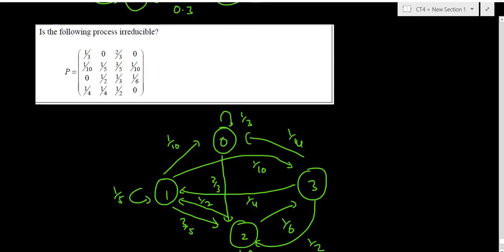Okay, so that transition is possible. From 0 to 2, I can go directly. From 0 to 3, I can first go to 2 and then go to 3. Okay, so that is also possible.